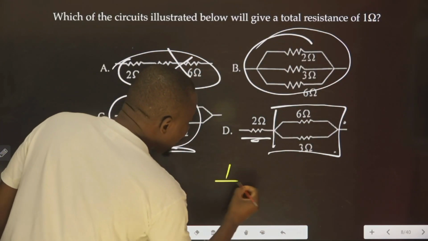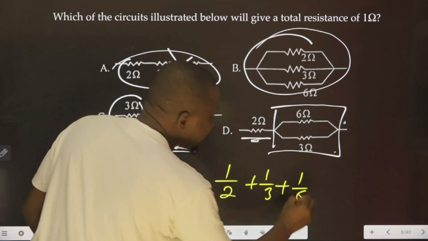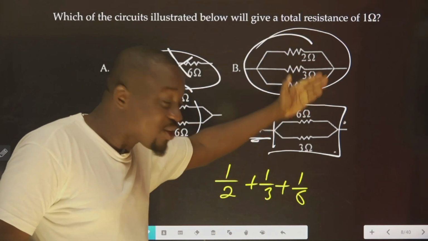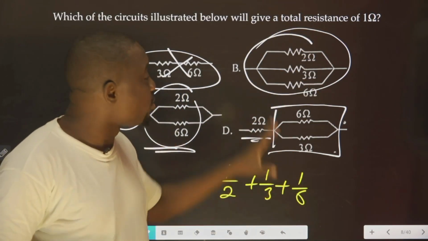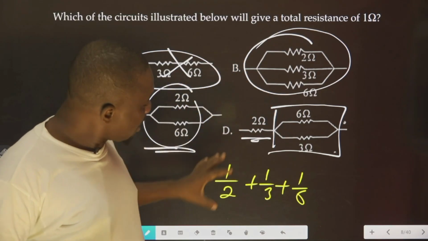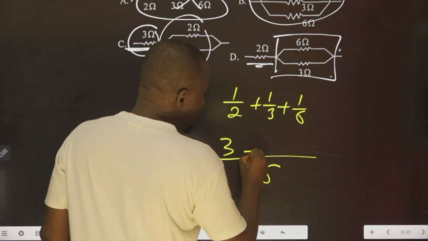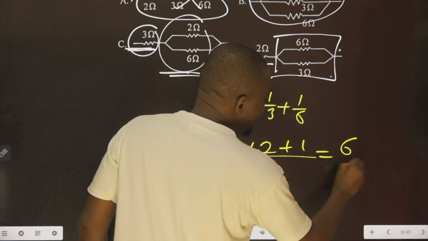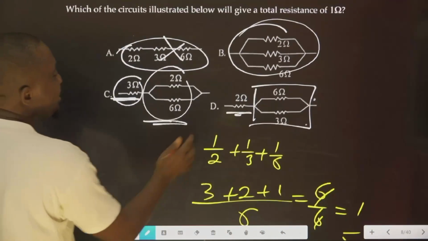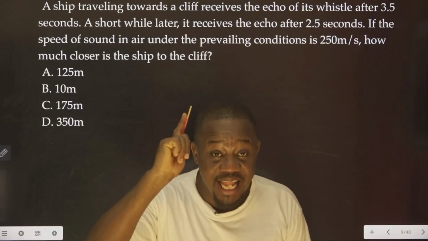Simply do 1 over 2 plus 1 over 3 plus 1 over 6. This is how to do them. When you see resistors in parallel, you can check my videos on this. I have a very long video explaining this on my YouTube channel. If you solve this now, you agree with me, this is 6, this is 3, this is 2, this is 1. That is 6 over 6. You agree with me, it's 1. So, the answer is actually what? B.